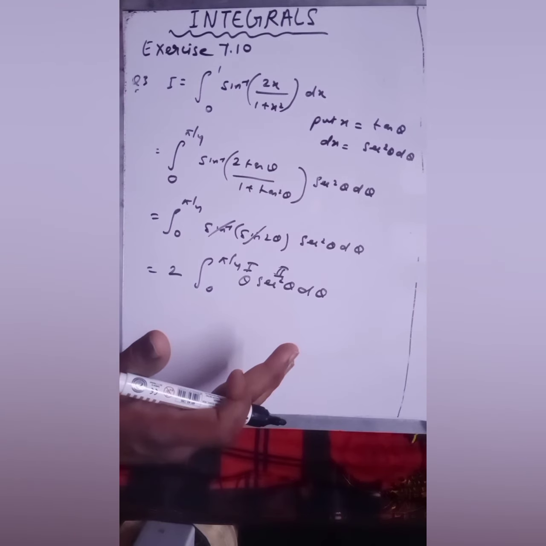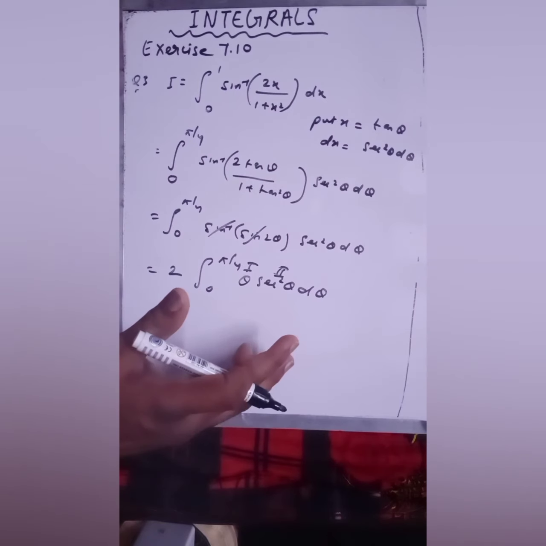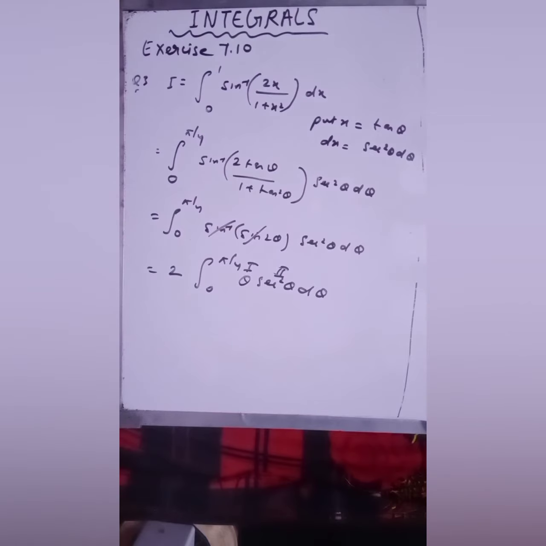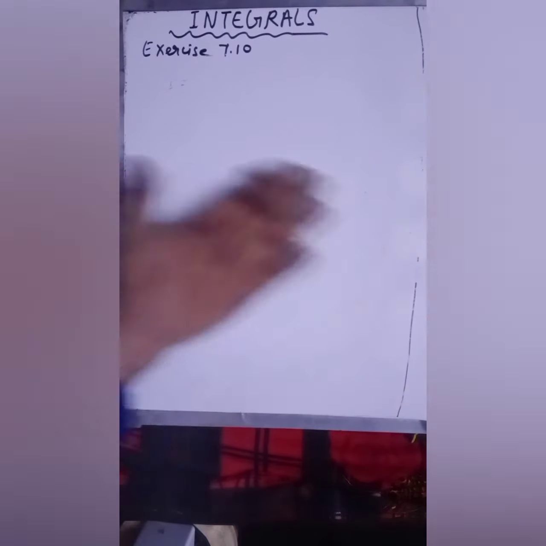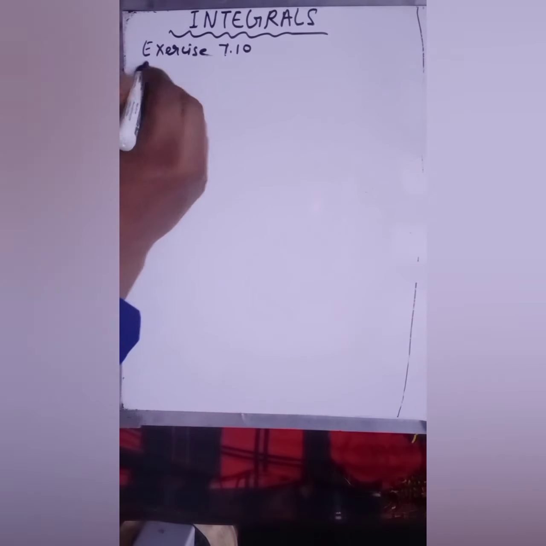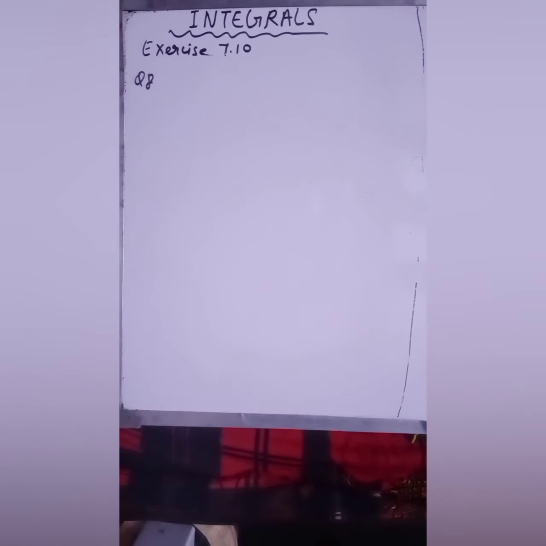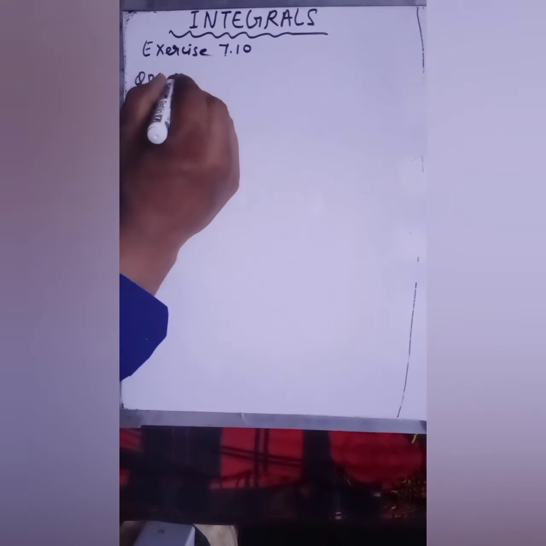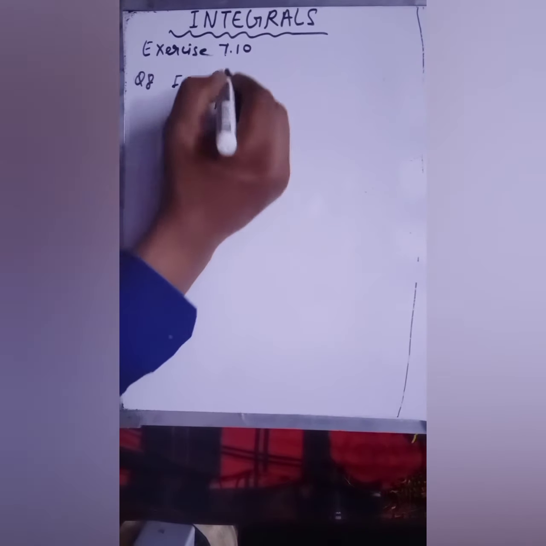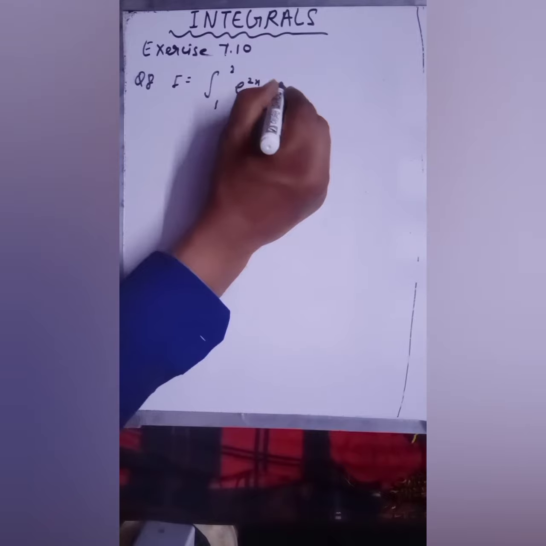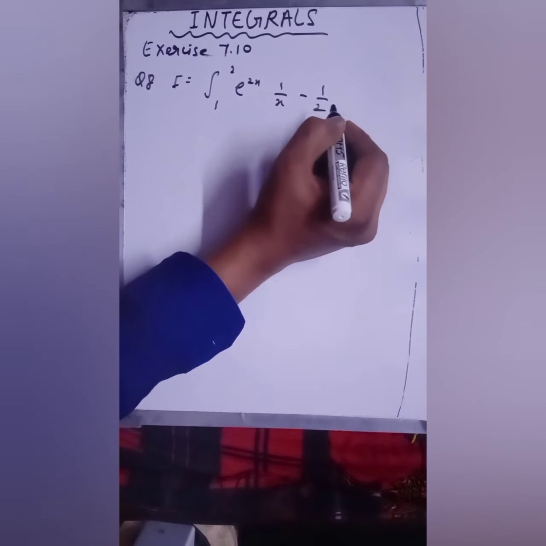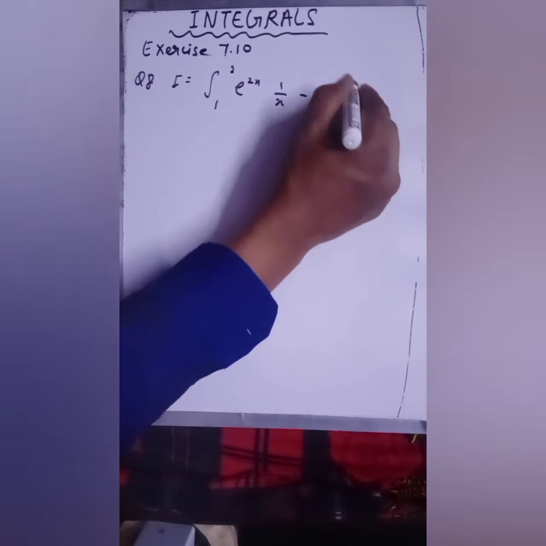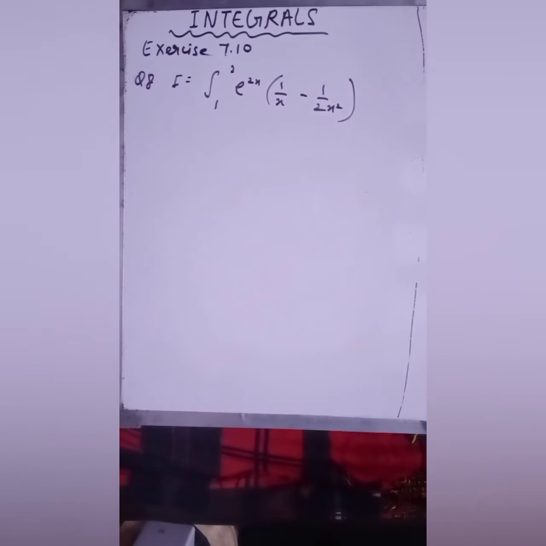Fine. Question number 8. So just wait, I'm solving question number 8 here. Let me erase all these. Question number 8. Integration, your I is equals to integration 1 to 2 e raised to power 2x times 1 by x minus 1 by 2x square, into dx.